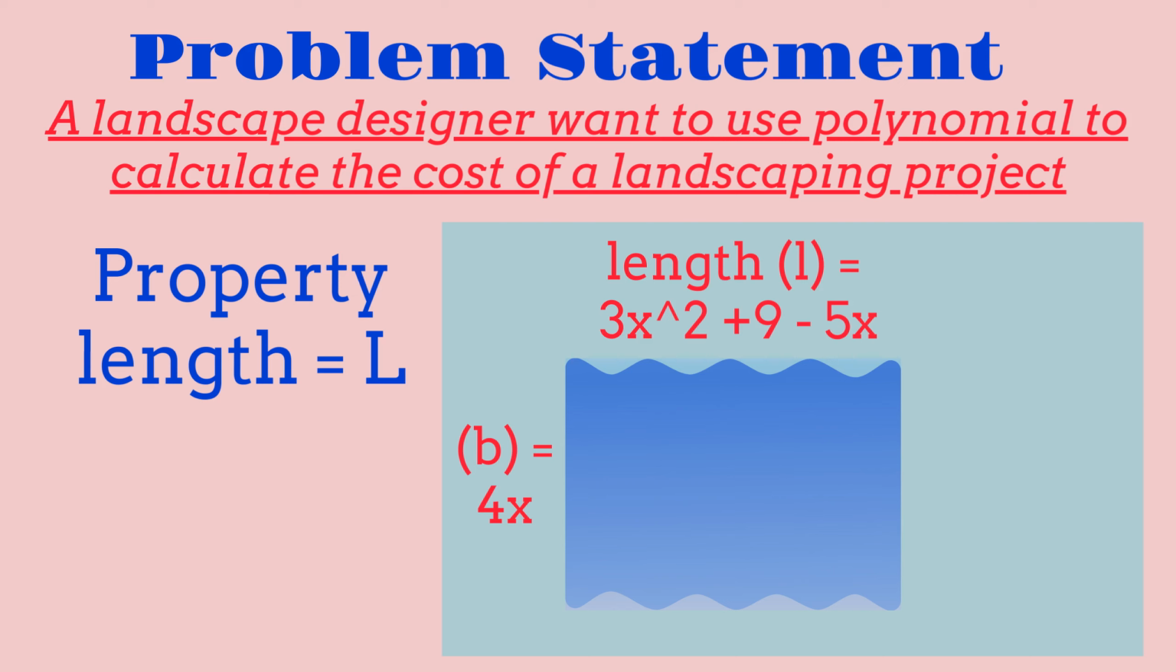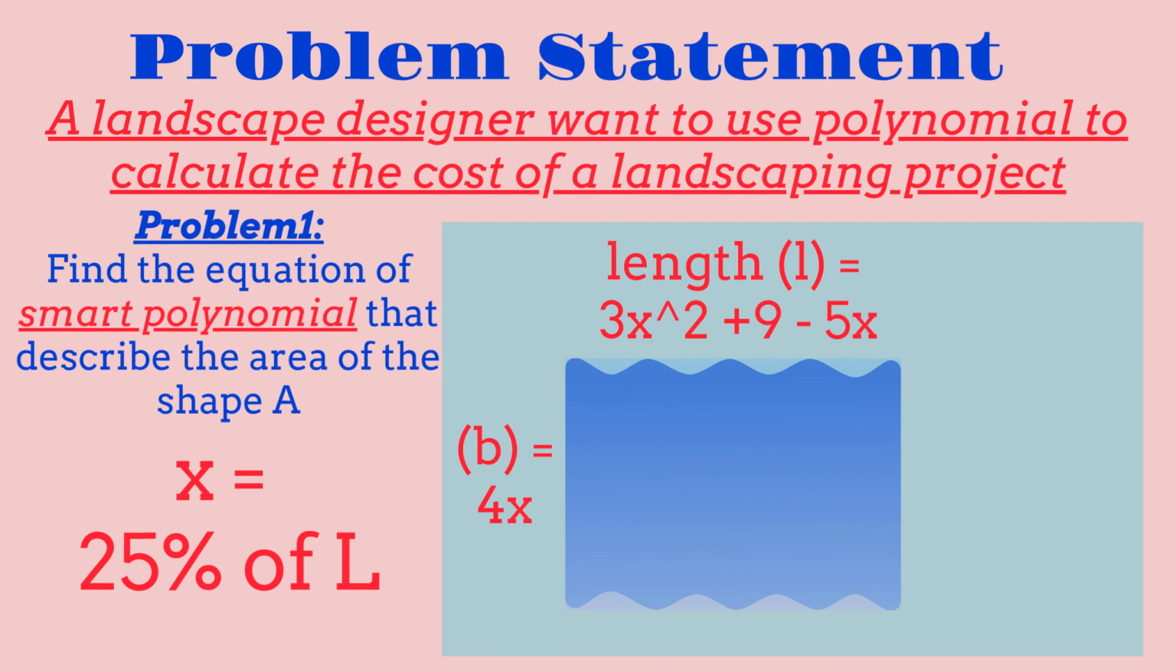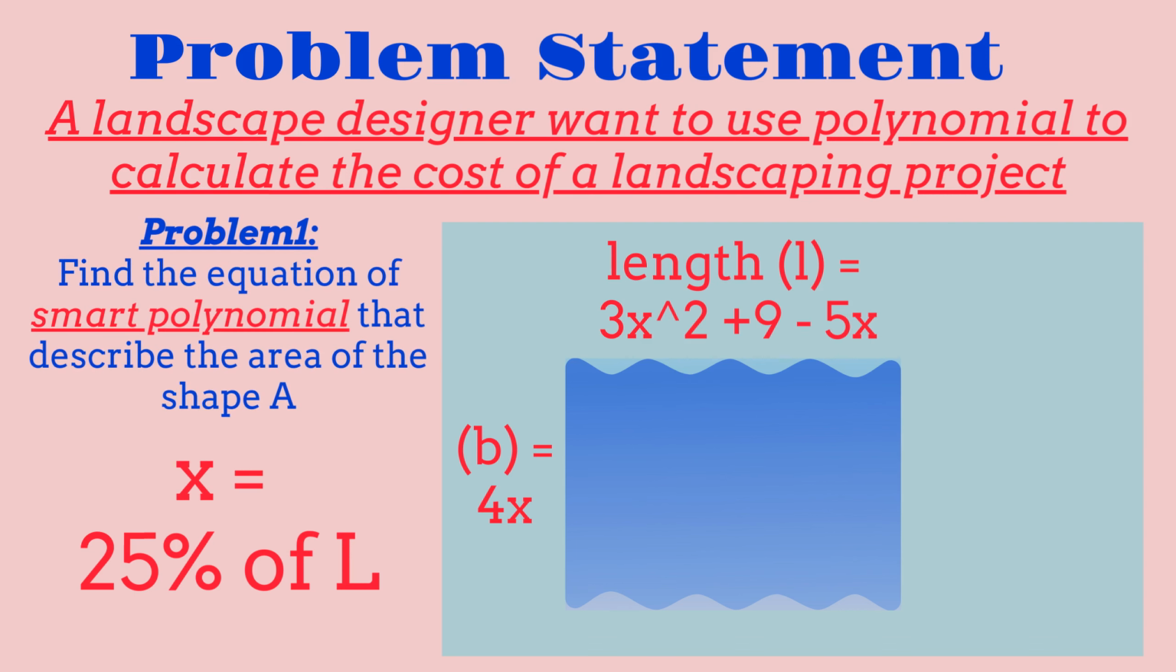And let's also just say that the variable x is 25% of the capital L, and the variable x can change depending on the size of capital L. The only reason why we have the variable x there is to prove and show our smart polynomial. So in this first problem, we're going to need to find the equation of a smart polynomial that describes the total area of the landscape. A smart polynomial in this example means that one polynomial equation will give the area for any value of x. So that's our first problem that will help us to learn about multiplying polynomials later in this video.